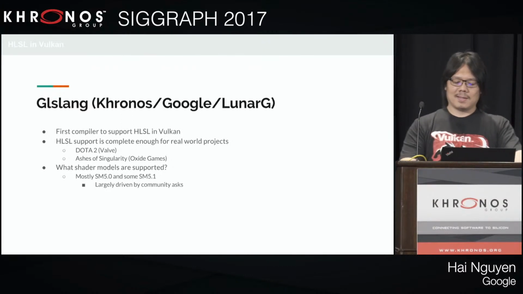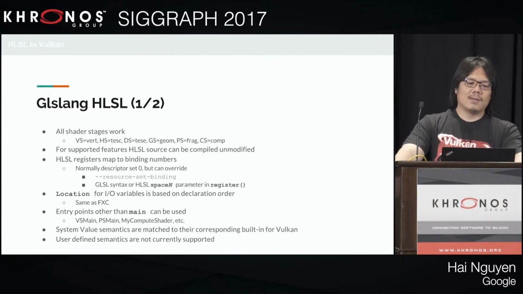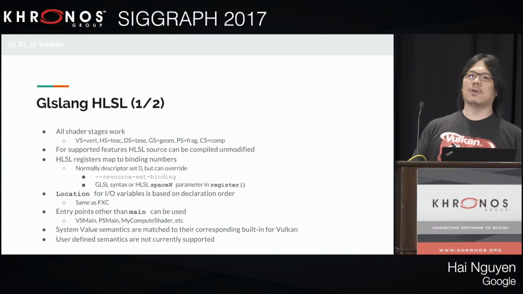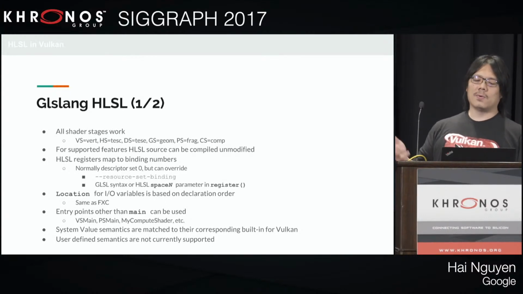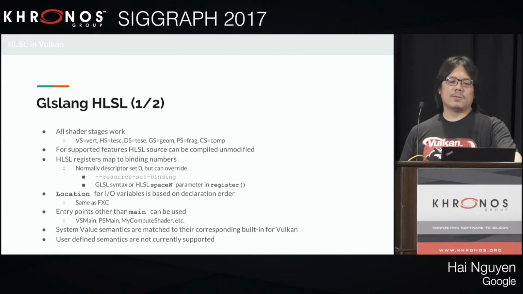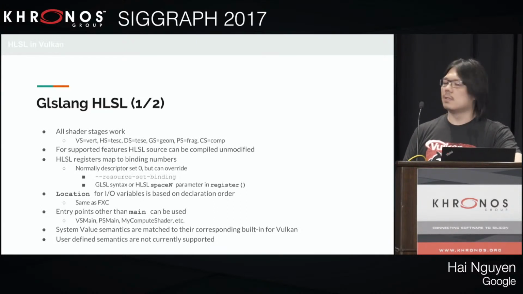So let's take a look at the supported features. All the shader stages work, and for the supported HLSL features, the source can be compiled unmodified. There are some difficulties with using opaque data types, and there's ongoing development to get those resolved. The HLSL registers map to binding numbers, and normally they map to the 0th descriptor set, but you can override this by using the resource set binding flag at compile time, or you can just use spaces in HLSL.